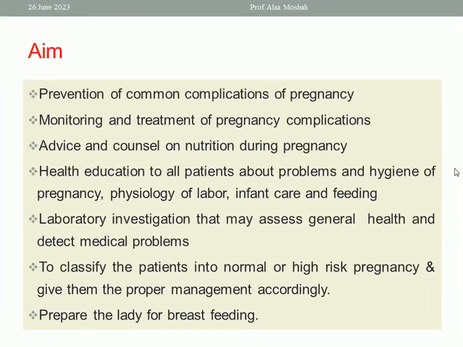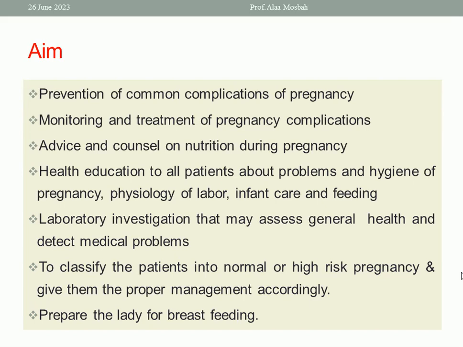Okay, more information about the aim of antenatal care: prevention of common complications of pregnancy, monitoring and treatment of pregnancy complications, like pregnancy-induced hypertension, gestational diabetes, and postpartum hemorrhage, advice and counsel on nutrition during pregnancy, health education to all patients about problems and the hygiene of pregnancy, physiology of labor, infant care and feeding, laboratory investigation that may assess general health and detect medical problems. Also, to classify the patient into normal or high risk pregnancy.